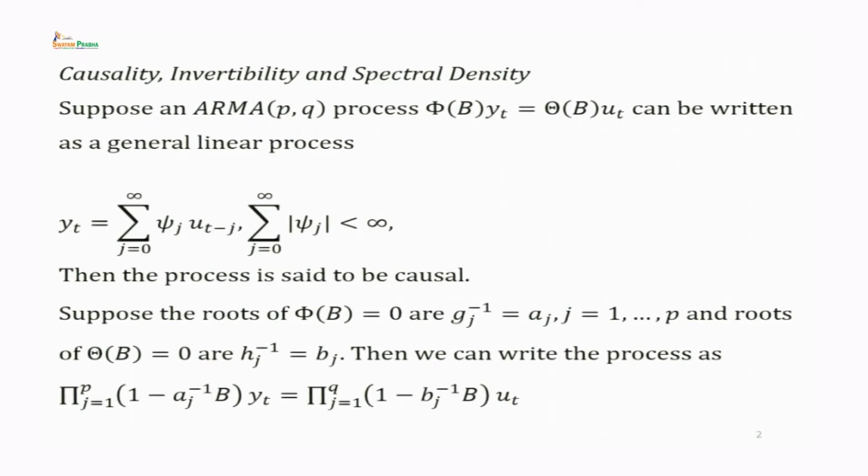Now, suppose the roots of phi(B) equal to 0 are g_j inverse, and we write g_j inverse equal to a_j for all j equal to 1 to p, and the roots of theta(B) equal to 0 are h_j inverse, and we write h_j inverse equal to b_j. Then we can write the process as product j equal to 1 to p of (1 minus a_j inverse B) y_t equal to product j equal to 1 to q of (1 minus b_j inverse B) u_t. Actually, a_j's and b_j's are roots of the equation phi(B) equal to 0 or theta(B) equal to 0.